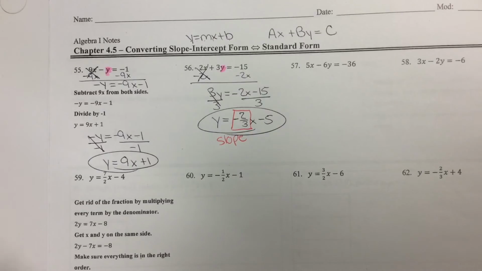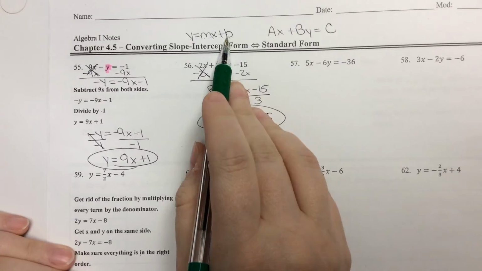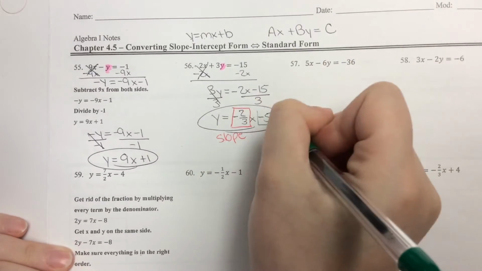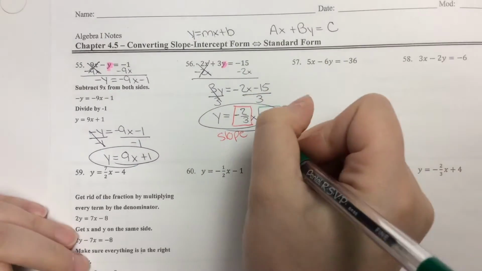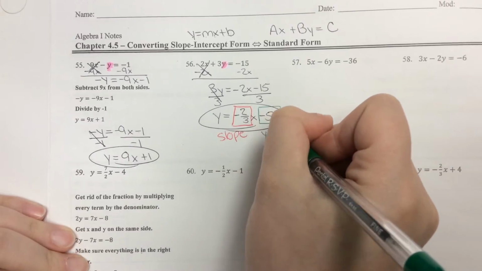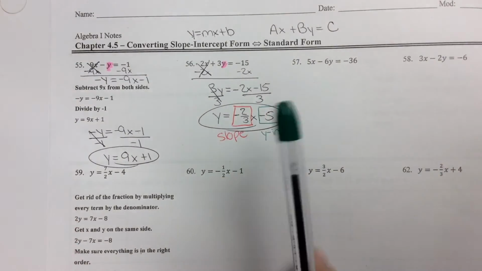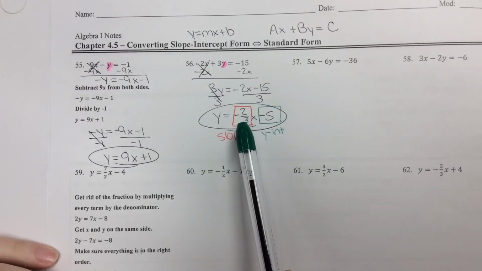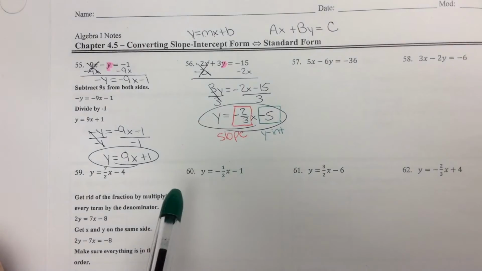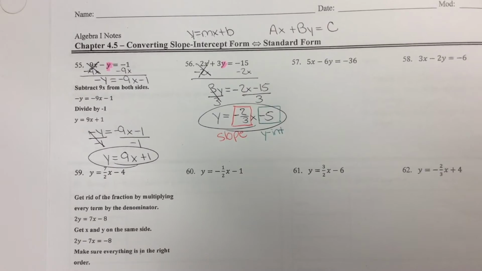And the other number on the end, that plus b, b is our y-intercept, so our y-intercept would be at negative 5. So if we were to graph this, we would start on the y-axis at negative 5, and then we would go down 2 over 3, make a point, down 2 over 3, make a point, etc., until you have a nice line, and then you would connect it with a straight edge, and that would be how you would graph it.